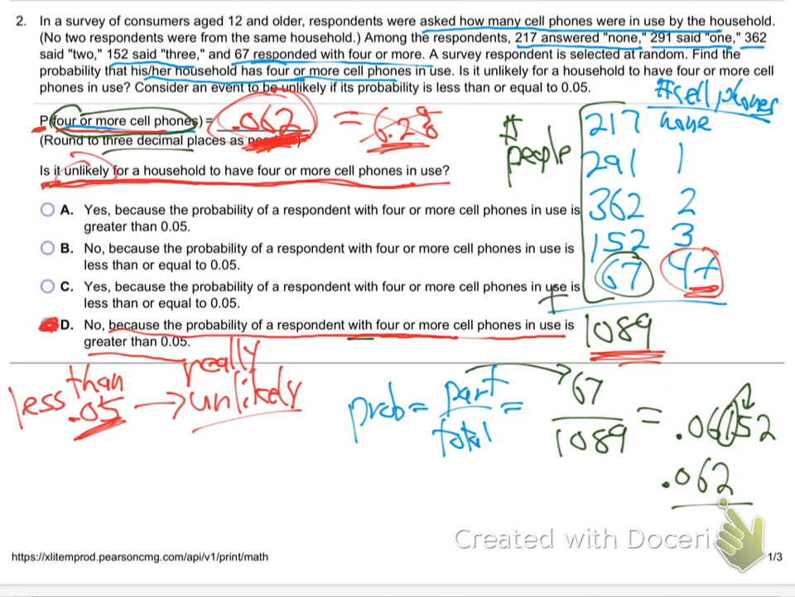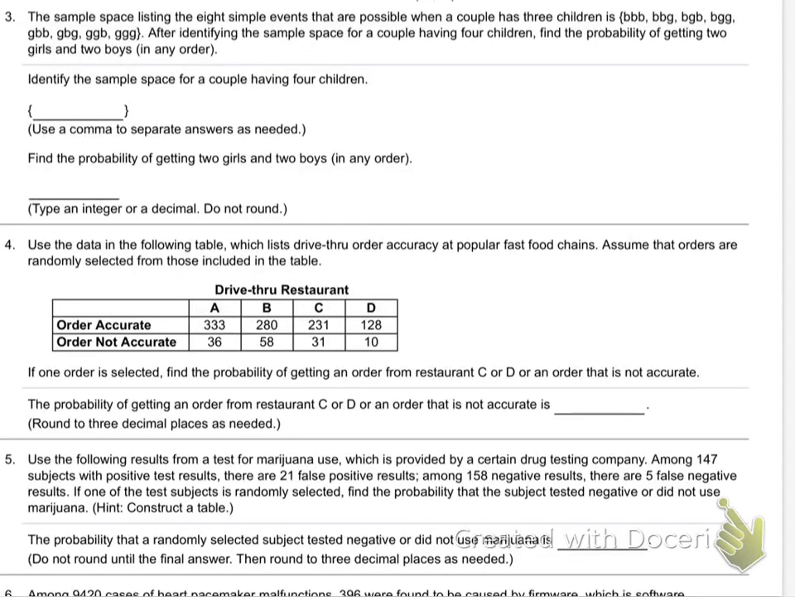Okay, so on number 3 here, if you read the words, this is what matters. Identify the sample space for a couple having 4 children. It's kind of like this: boy, boy, boy, boy; boy, boy, boy, girl; boy, boy, girl, boy; boy, boy, girl, girl, all this kind of thing. That's for 3 kids, right? They want me to do the same thing for 4 children. So let's do it. This is question number 3, 4 children.